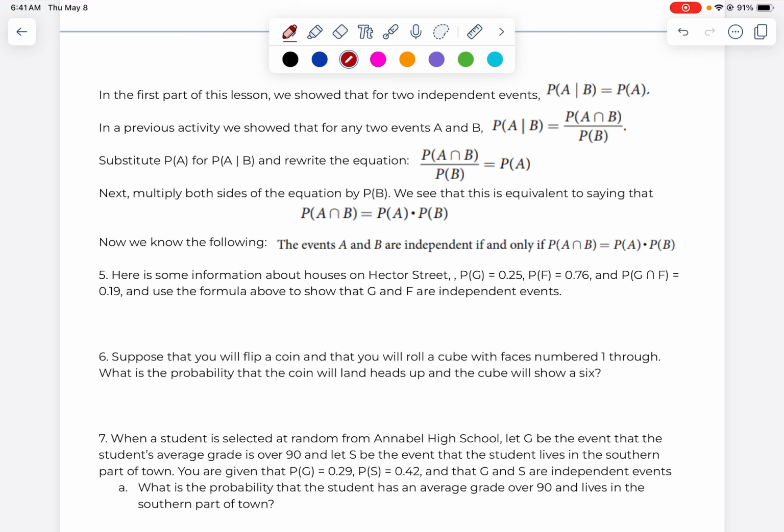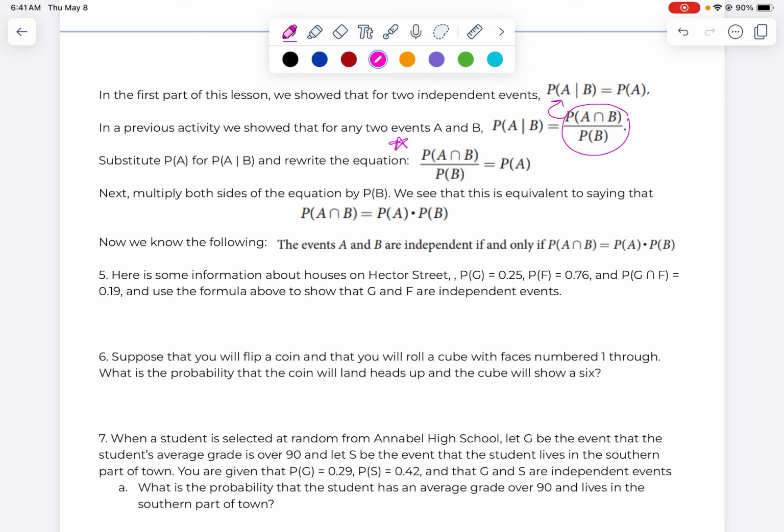So in the first part of this lesson, we showed you that for two independent events, the probability of A given B equals the probability of A. The other day, though, on conditional day, we taught you that the probability of A given B is the probability of A and B divided by the probability of B. So if we take what we know from conditional and substitute it in for the probability of A given B, we end up with this formula right here.